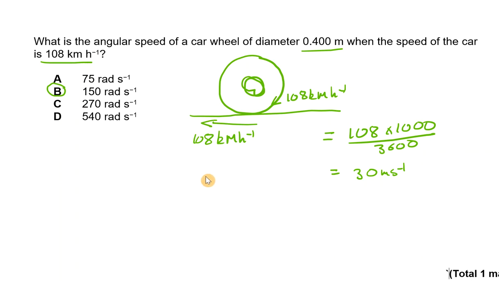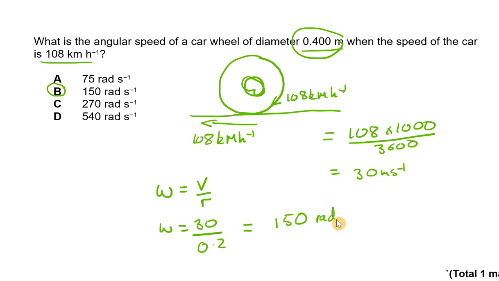Now I can use the equation from your data sheet that says your angular velocity is equal to the velocity over the radius. Velocity we've just calculated at 30 meters per second. The radius, well, we're told the diameter of the wheel is 0.4 meters, so the radius must be 0.2 meters. Again, put those numbers into your calculator. That's 150 radians per second.